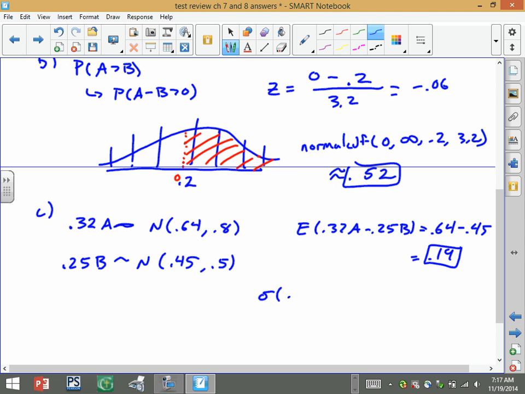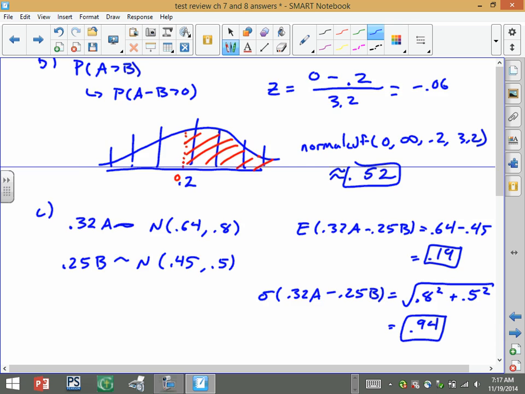And then standard deviation of 0.32A minus 0.25B, right, because we're converting. Remember, we still want to go ahead, convert them both. The variance, add them, take the square root of that. That's going to be about 94 cents. There's a lot of variation in the prices. All right, let's move on to number 2.